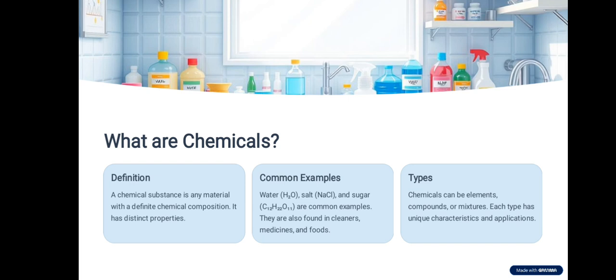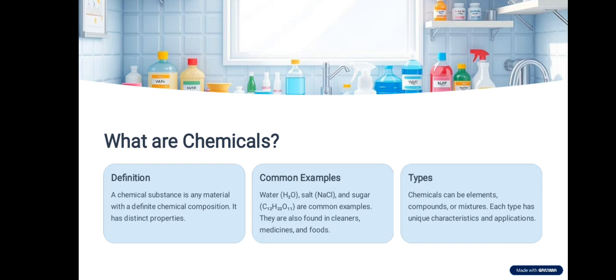As I said earlier, today we'll be looking at chemicals. What are chemicals? A chemical is a substance, or any material with a definite chemical composition. It has distinct properties. We have some examples of common chemicals around us.